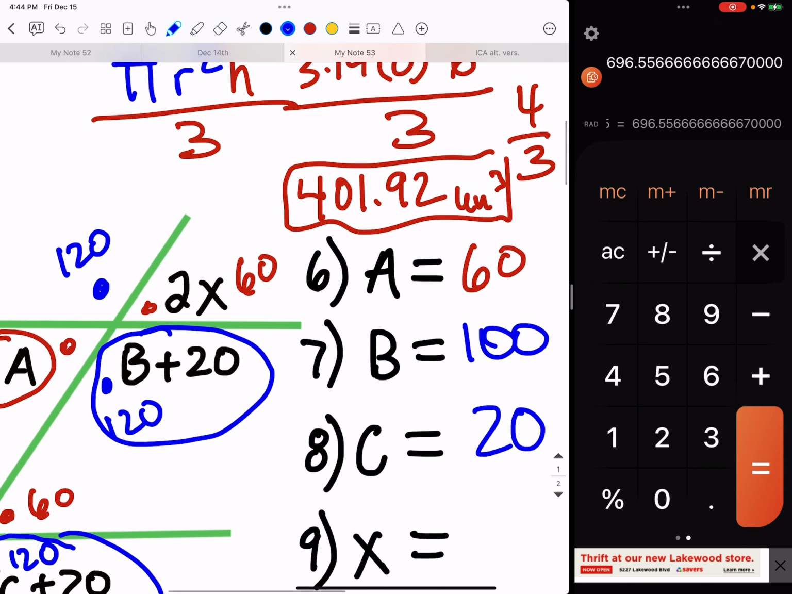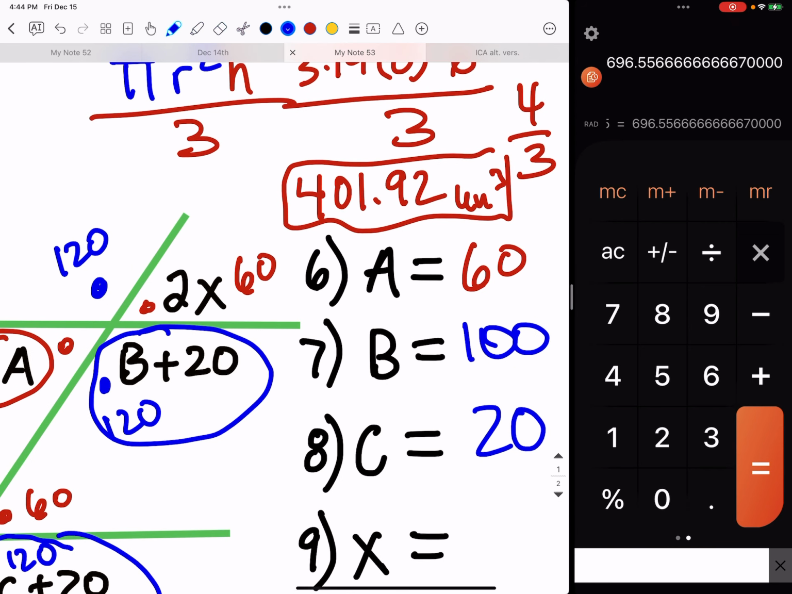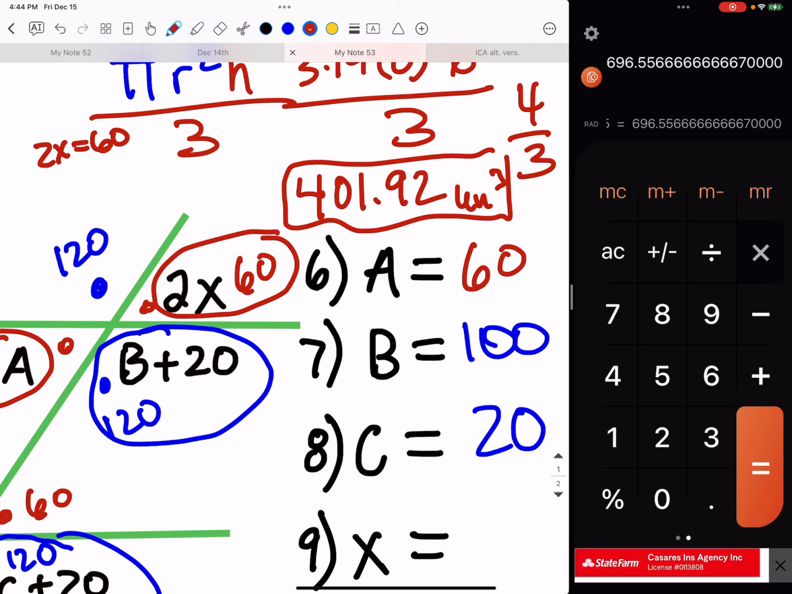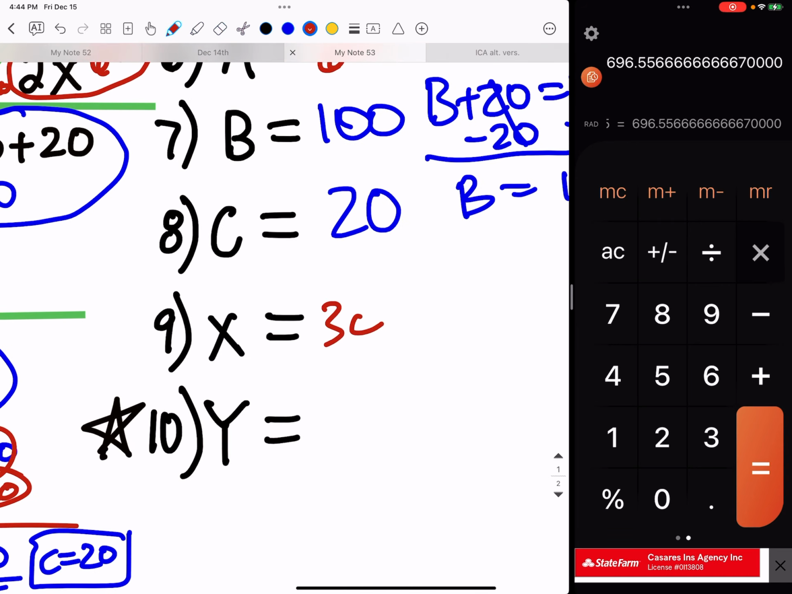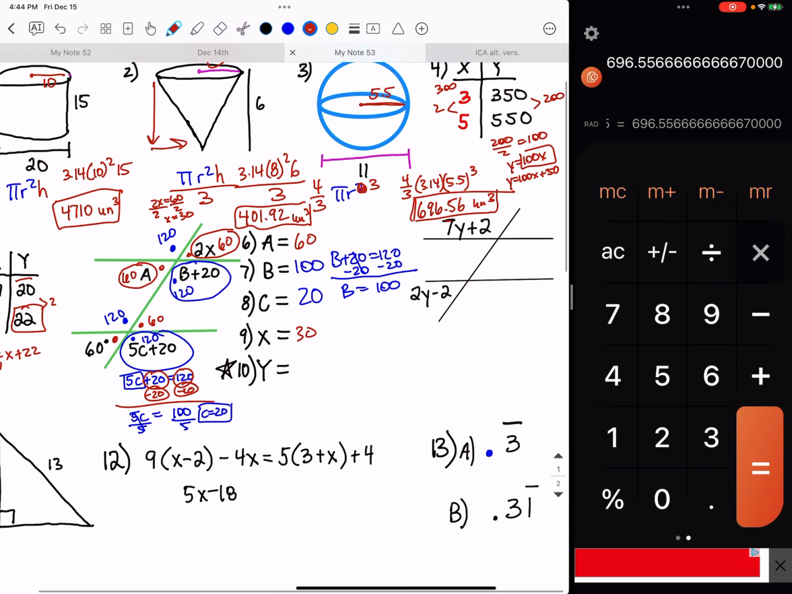All right, where's X? Okay, 2X equals 60, that's easy. 2X equals 60, because 2X we said was 60 degrees, it's one of the red ones. So divide by 2, X equals 30. Okay, 30. Now, y is over here. That's this one over here.